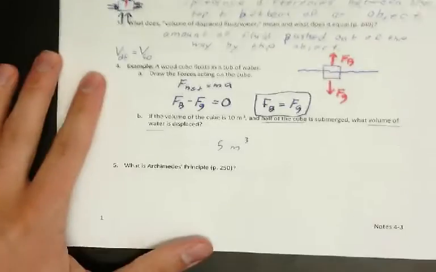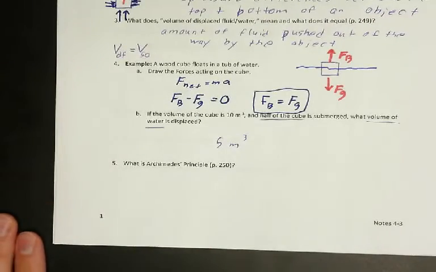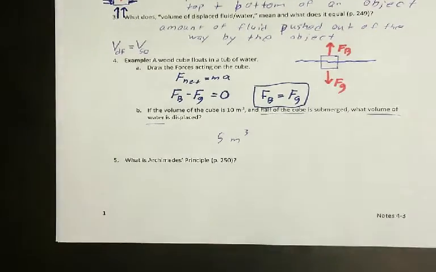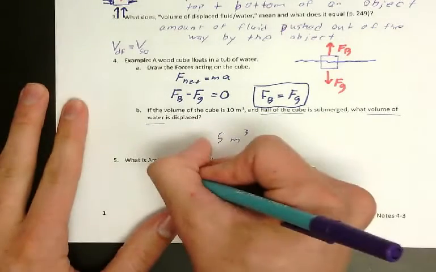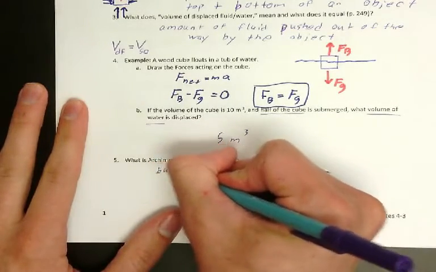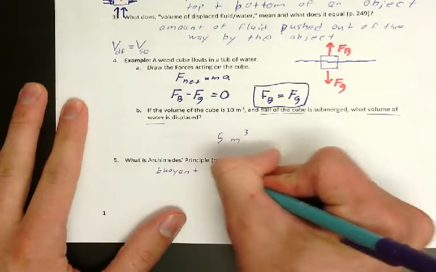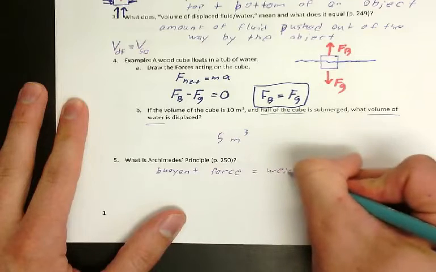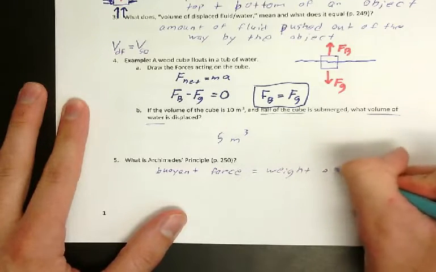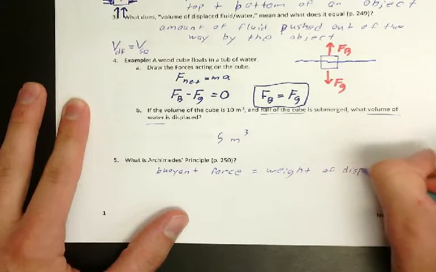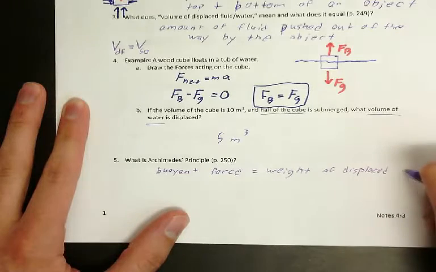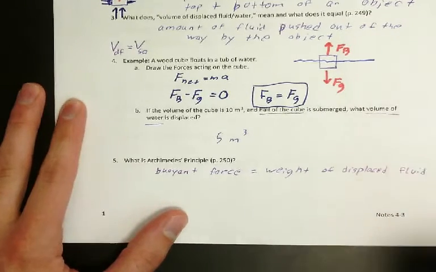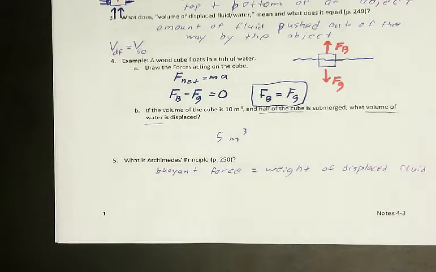Okay, so let's look at Archimedes' principle, and then we'll see where we are. Archimedes' principle is the following. Buoyant force equals weight of the displaced fluid. So the buoyant force equals the weight of the displaced fluid.